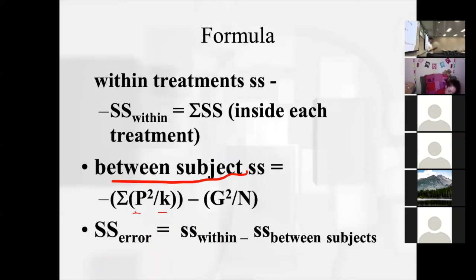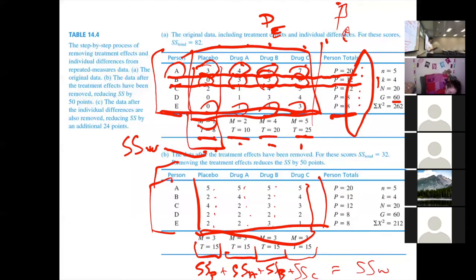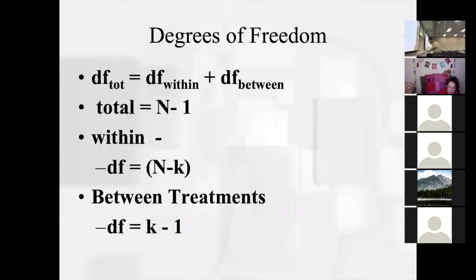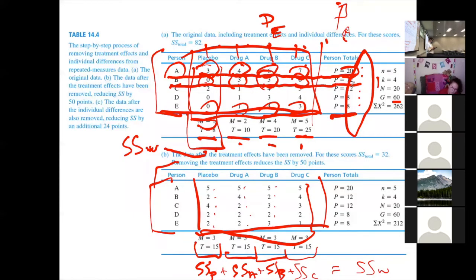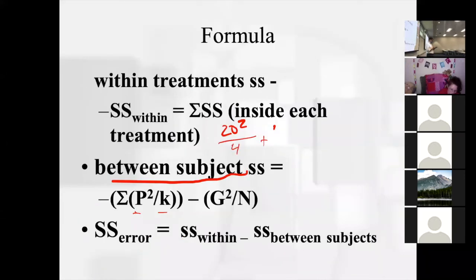or excuse me, between subjects is taking every row total, so in this case 20, squaring it, dividing it by the number of conditions, right? And so this will be 20 squared divided by the number of treatments, which was 4, plus, what do we have for subject 2? Subject 2 had a P of 12, or a total of 12, so 12 squared, again, 4 treatments.